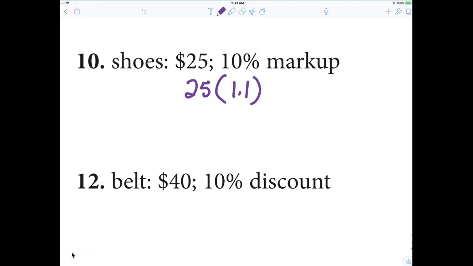Because it's multiplying by 100, so 100 would be like 1, and the 0.1 represents the 10. That's correct. You see what he's saying? You're adding. This time it's 100% plus 10%. If it was a discount, it would be what? It would be 0.9. Is everybody hearing me? Right? So what did you get when you multiplied 25 times 1.1?